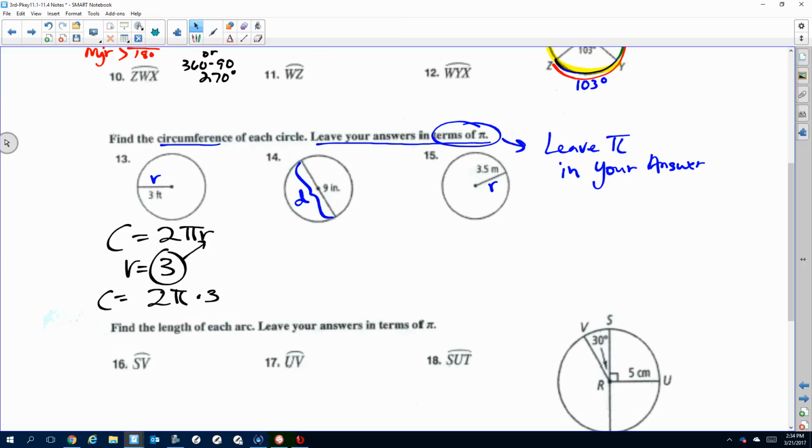Well, I can only multiply numbers together. So I can multiply the 2 and the 3 together. So my final answer would be just 6 pi. You keep pi there. We don't do anything with that pi. Okay, multiply your numbers together.